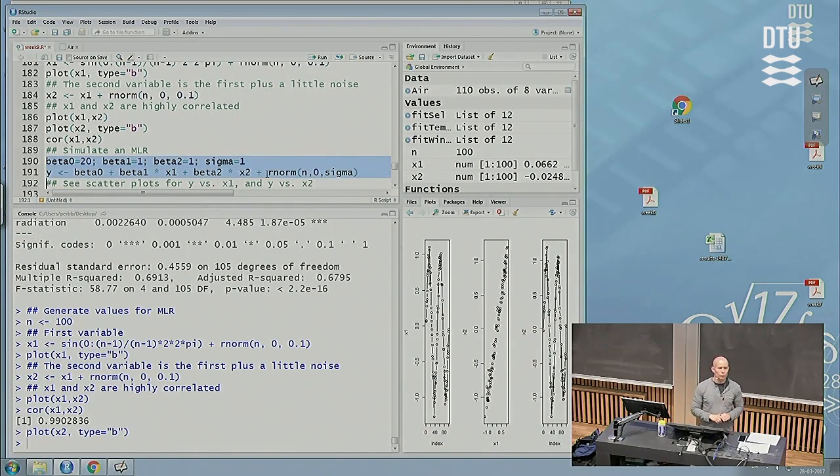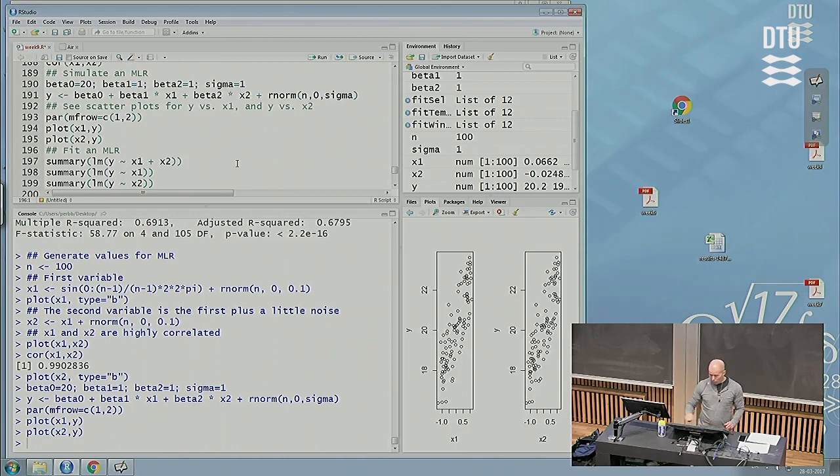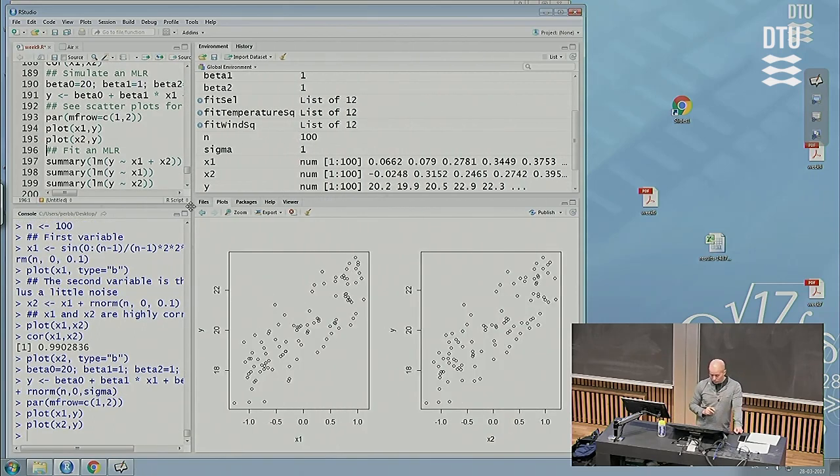I make a two-dimensional MLR where I simulate my y values with the slope of 1 on the x1 and a coefficient of 1 on the x2, sorry, and some random noise of size 1. So I construct my y data to be a multiple linear regression model of those two. What happens then if I plot y against my x1 and x2?